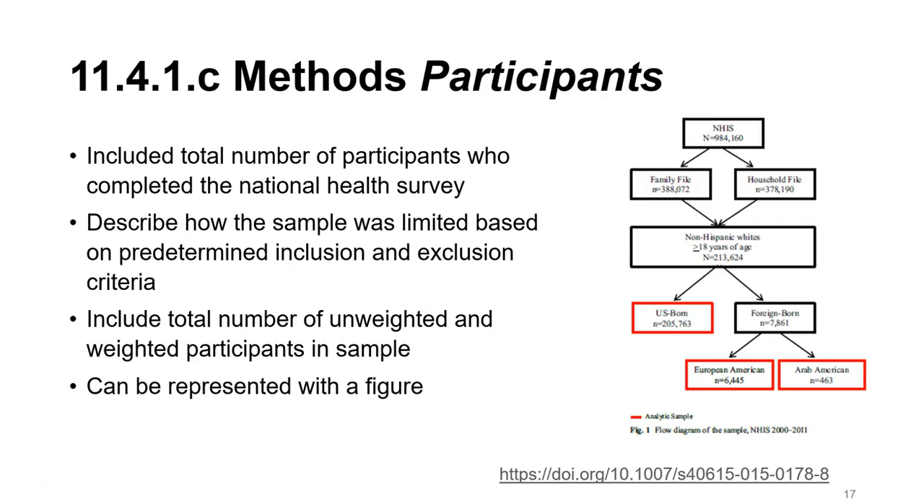So here is an example looking at disparities in chronic disease prevalence among U.S.-born whites, European American whites, and Arab American whites. And here you can see it starts off with this total number of participants in the National Health Interview Survey. Then it includes the family file, the household file, and then the inclusion together, and then the separation of the groups by U.S. and foreign-born non-Hispanic white groupings.